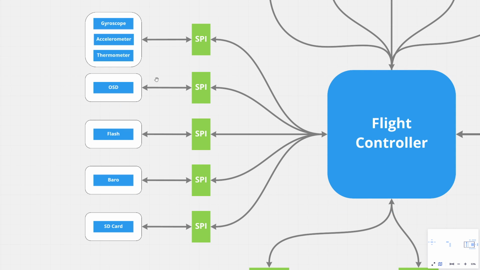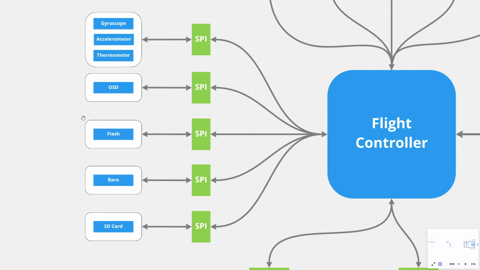The next not so obvious usage of the SPI is the analog OSD. Yes, the chip used to render the analog OSD, the MAX series chipsets, is connected to the flight controller via the SPI. And one more time, the flight controller is the master and the OSD chip is, well, the slave. The flight controller tells the OSD chipset which character should be displayed in which position on your video feed, and the OSD is doing exactly that.